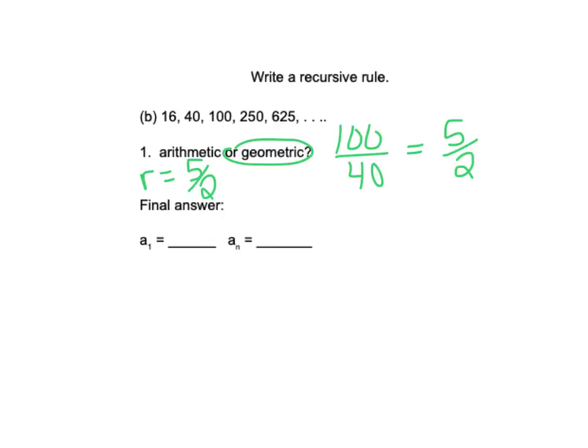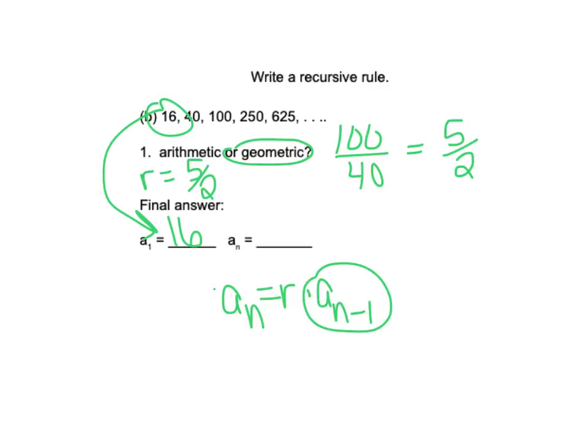To write a recursive rule, all we need to know is the first term and our common ratio. Our first term, we know, is 16. And then to write our rule, it's a sub n equals r times a sub n minus 1. And this a sub n minus 1 and a sub n are going to be part of our rule. So a sub n equals 5 halves times a sub n minus 1. That n minus 1 tells me I'm going to take the term previous to it and multiply it by 5 halves.